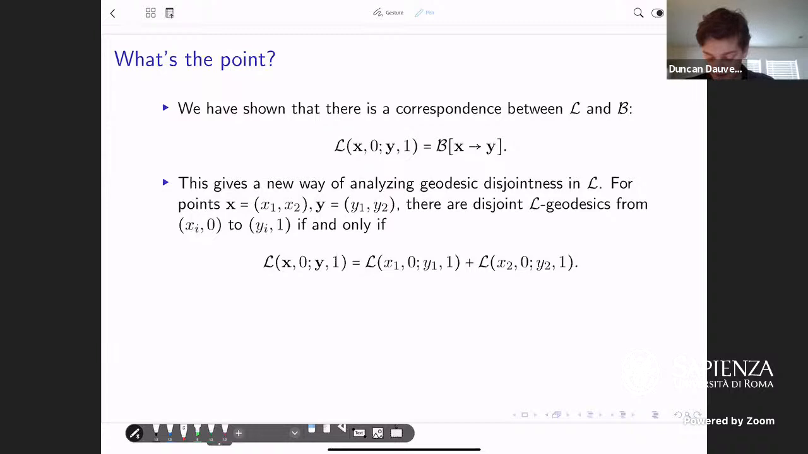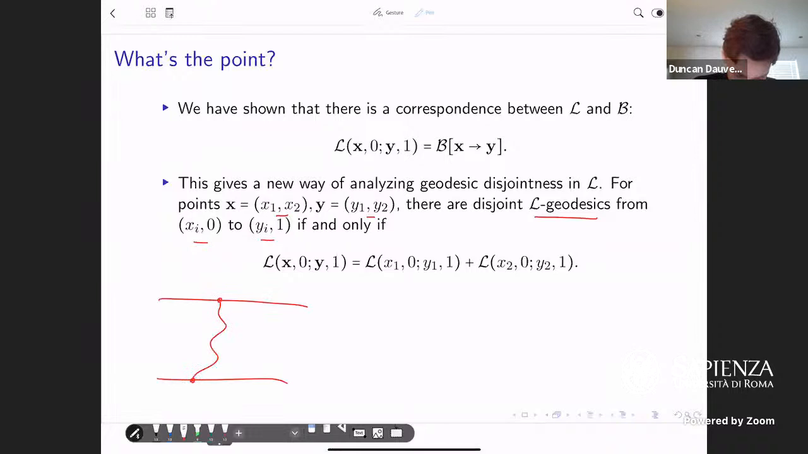Suppose that you have vectors x1, x2, and y1, y2. You can do this with more points, but let's just start here. So what does it mean for there to be disjoint L geodesics between these pairs of points? This is the situation we're trying to understand: x1, y1, x2, y2. And the answer is that's exactly when the multi-point last passage value is the sum of the single point last passage values. Okay.